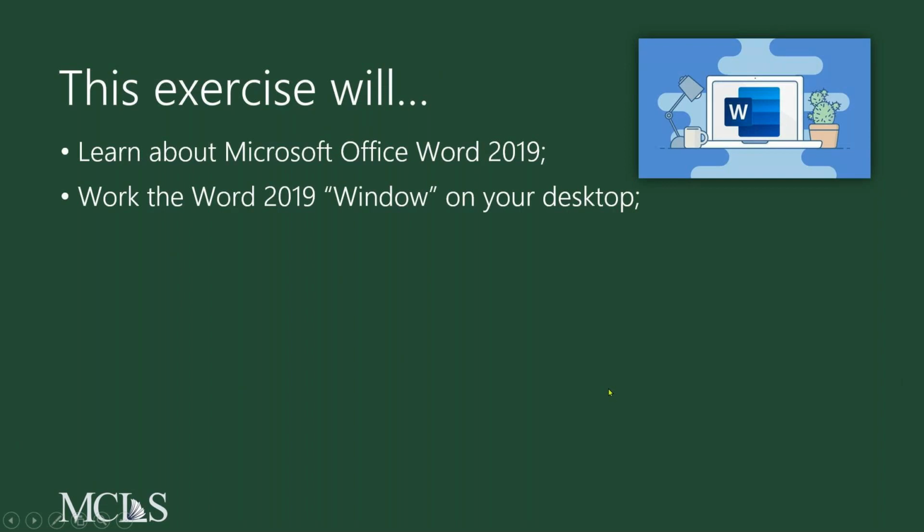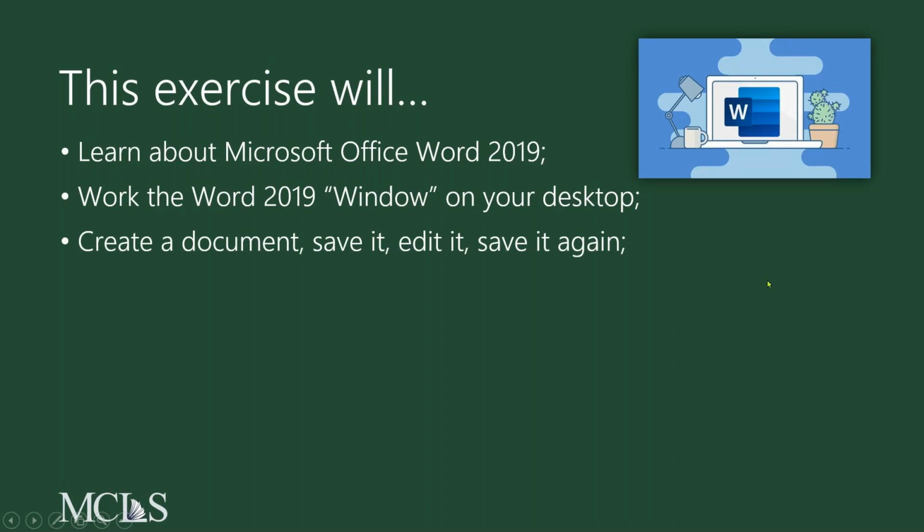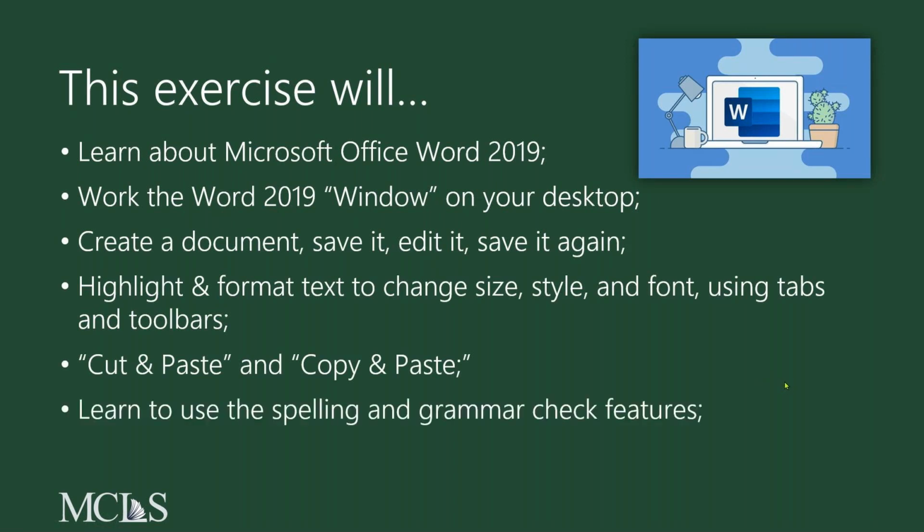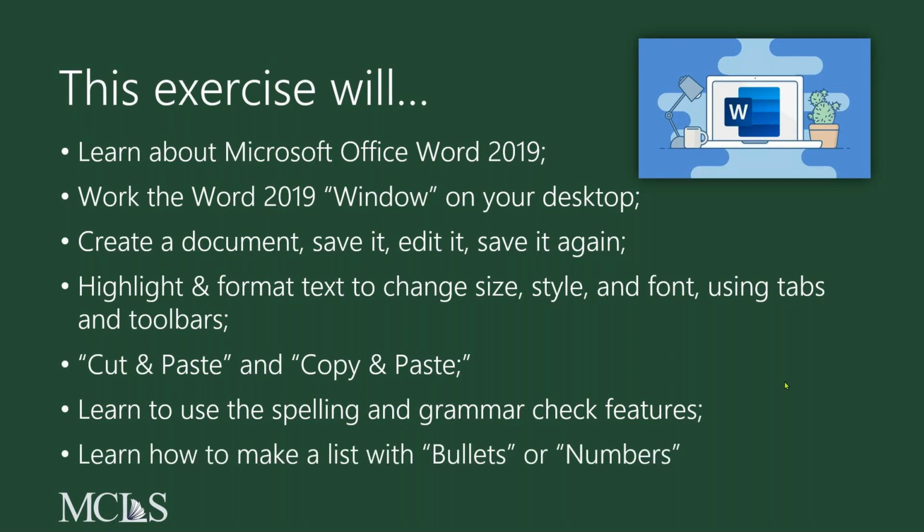Once we open up Word, I'm going to introduce you to the interface or the window, just so you can become acquainted with the lay of the land: the work area and where all the tools are located. We're going to create a document, save it, edit it, save it again and again, and we're going to highlight and format text to change the size, style, and font using our tabs and toolbars. We're also going to cut and paste and copy and paste. We're going to use spell and grammar check to correct errors, and we're going to make a list with bullets or numbers.